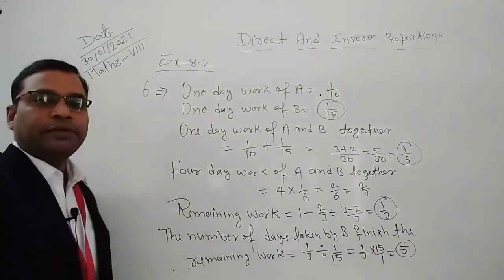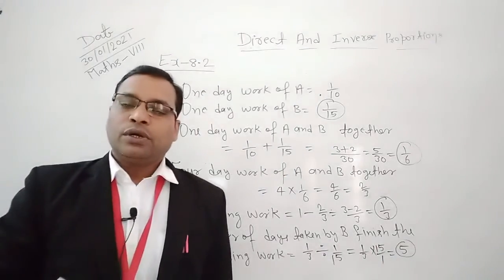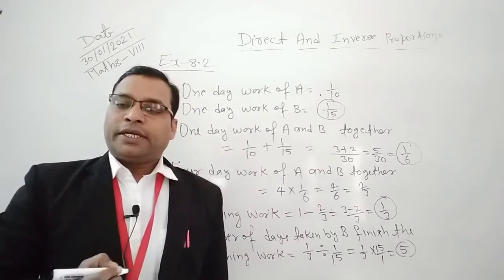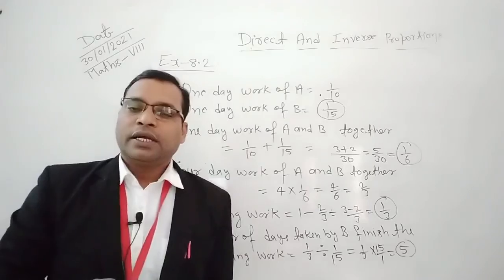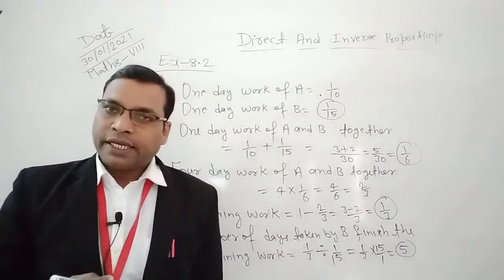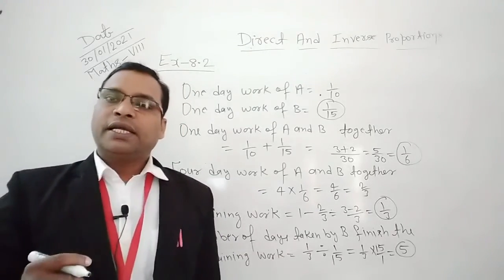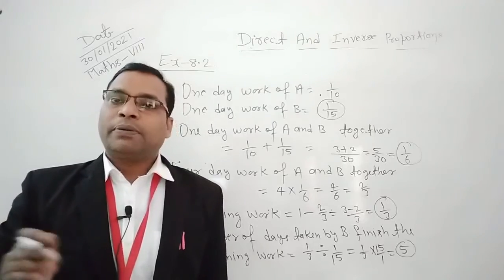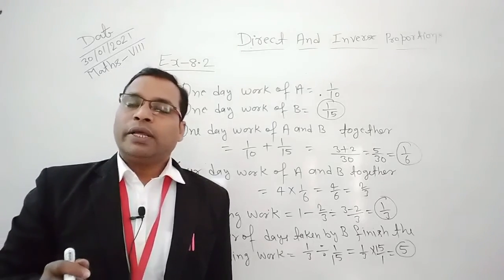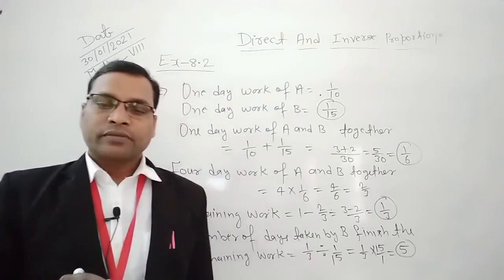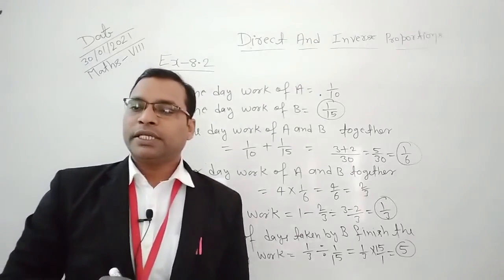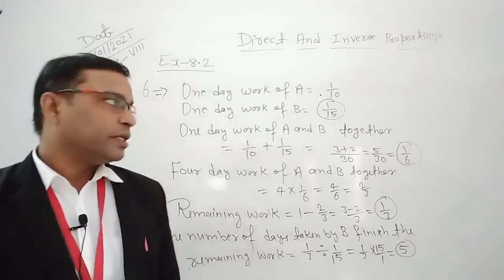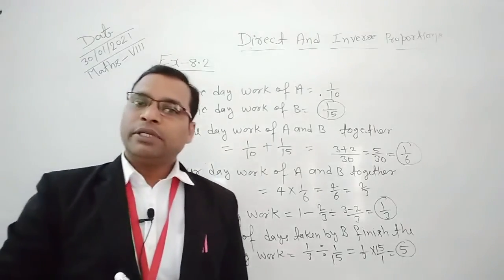5 is the required number of days to finish this work. Okay, or you can say B takes 5 more days to complete the remaining work after A has left. So you can write here: hence B will complete the remaining work in 5 days.